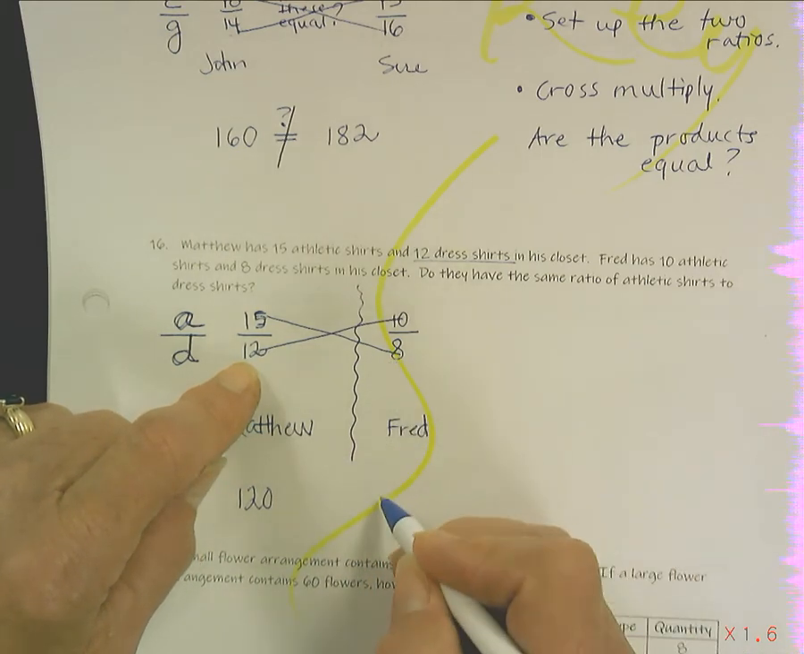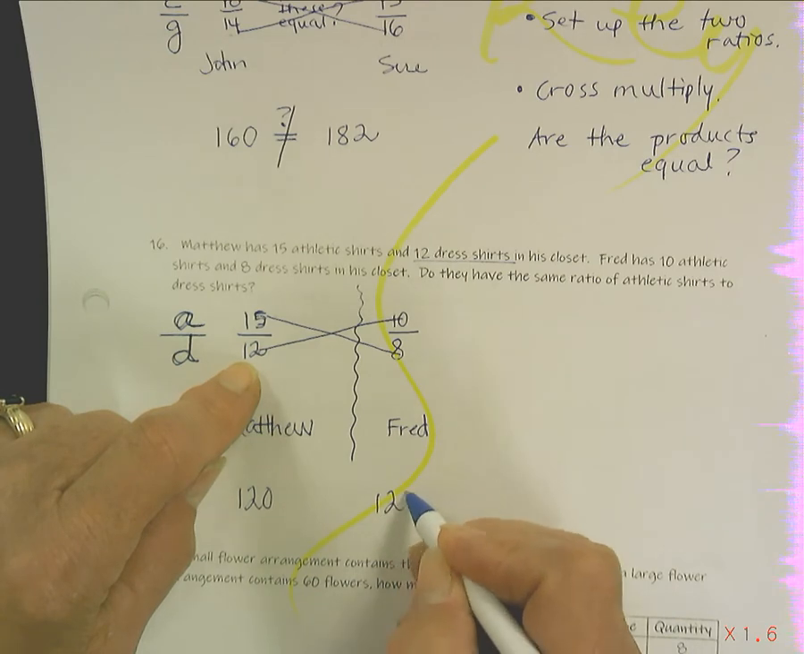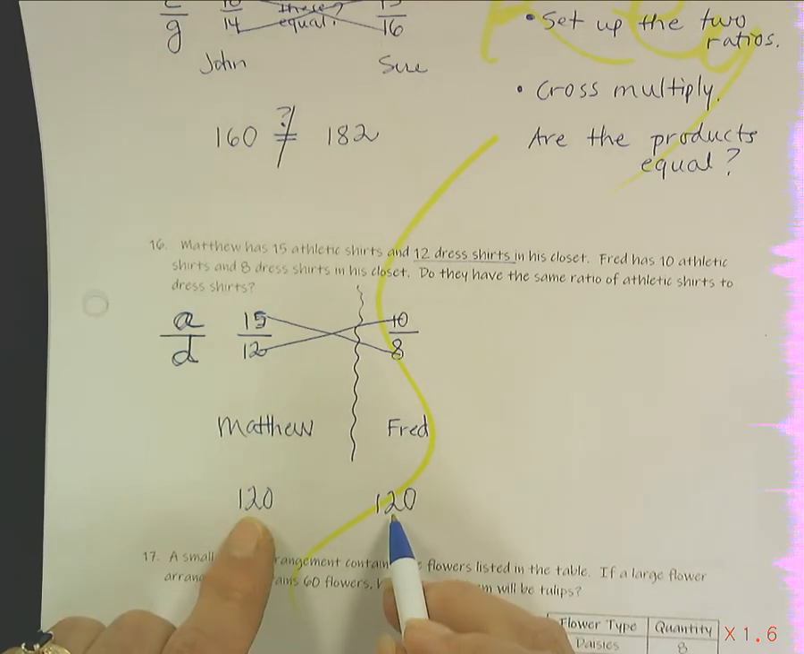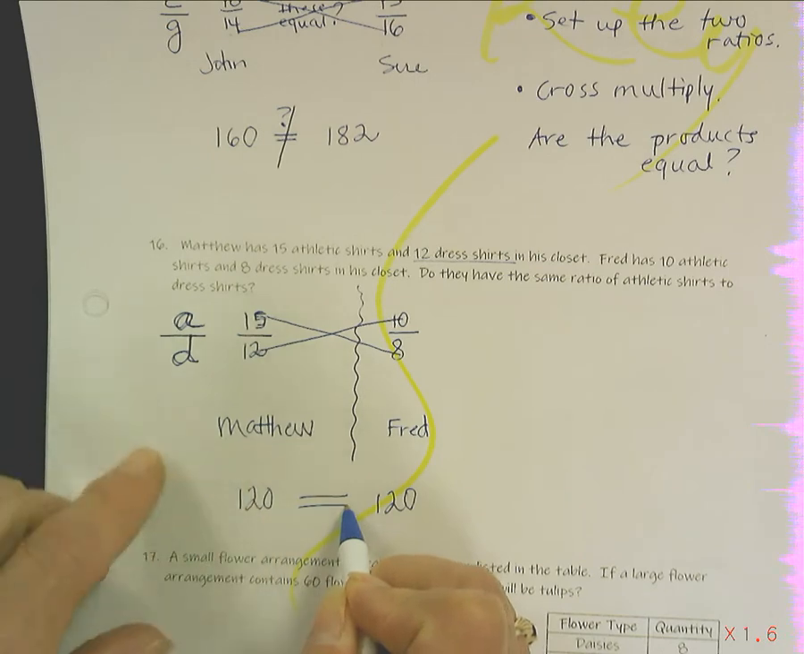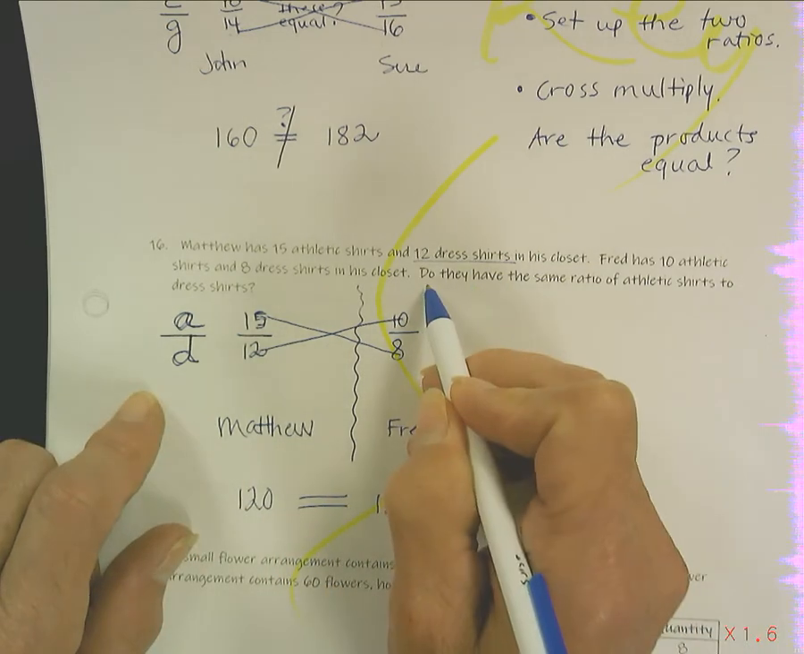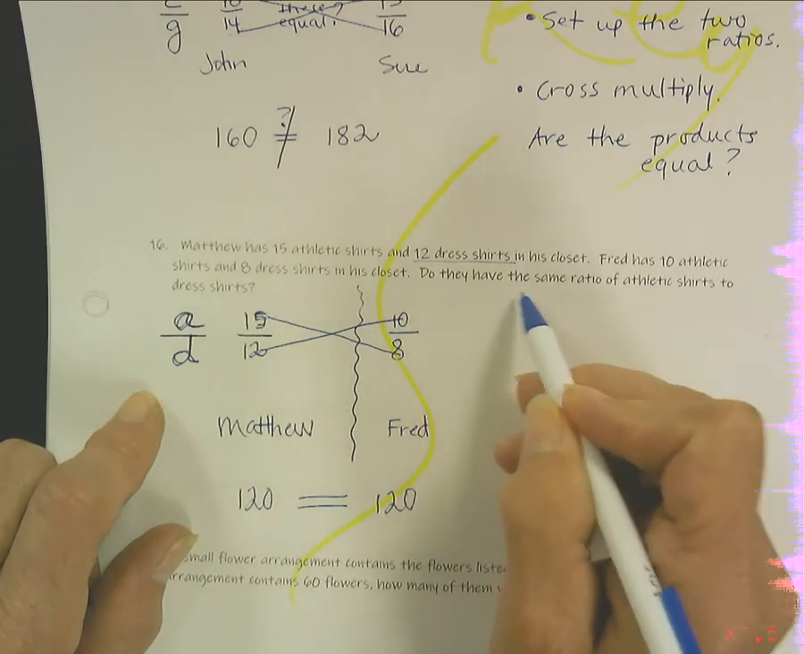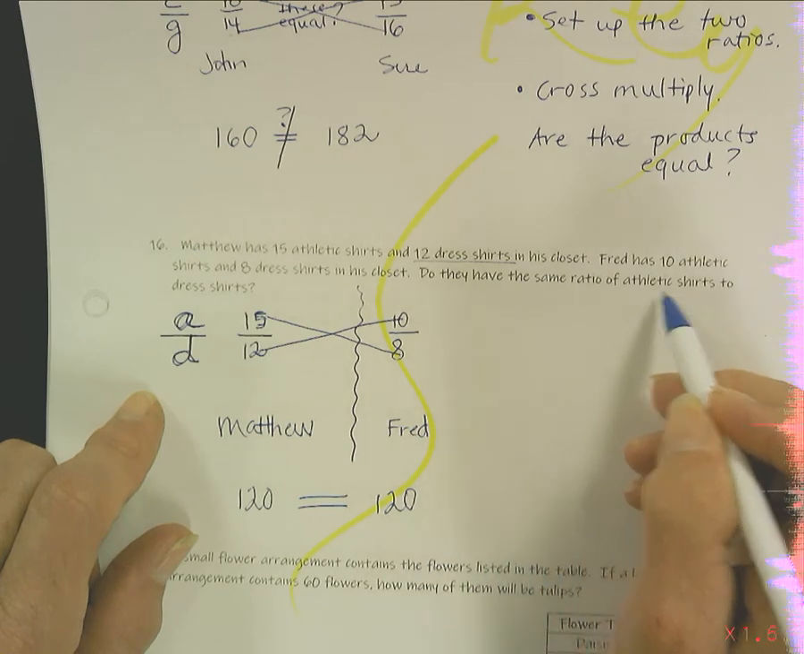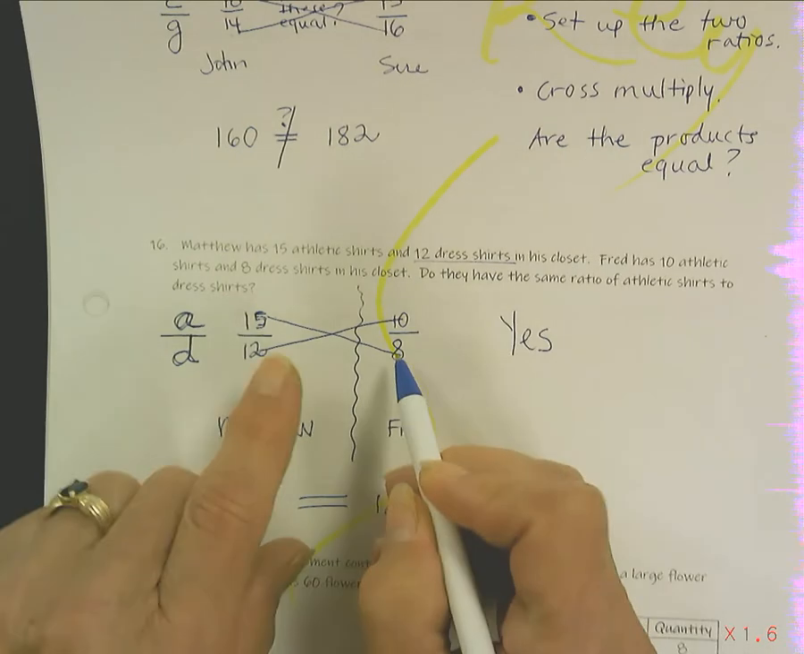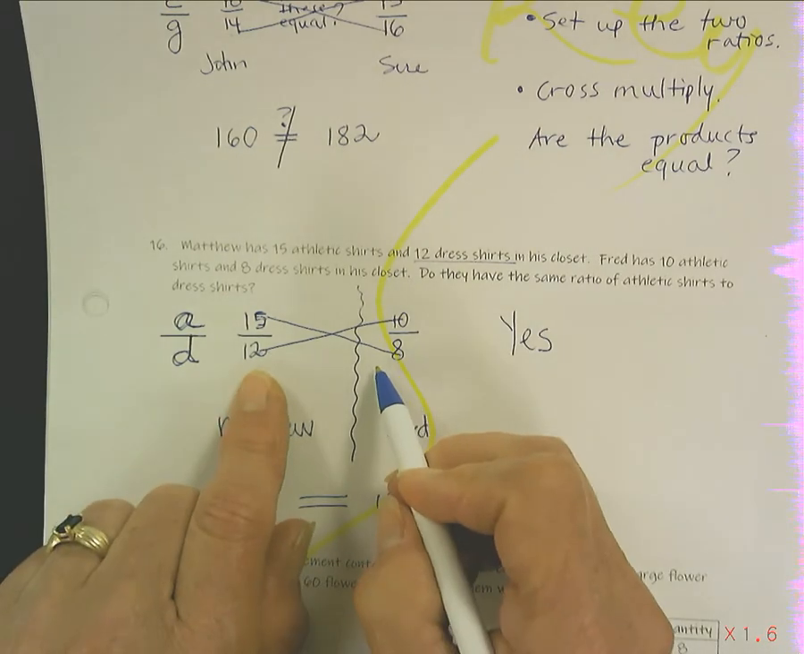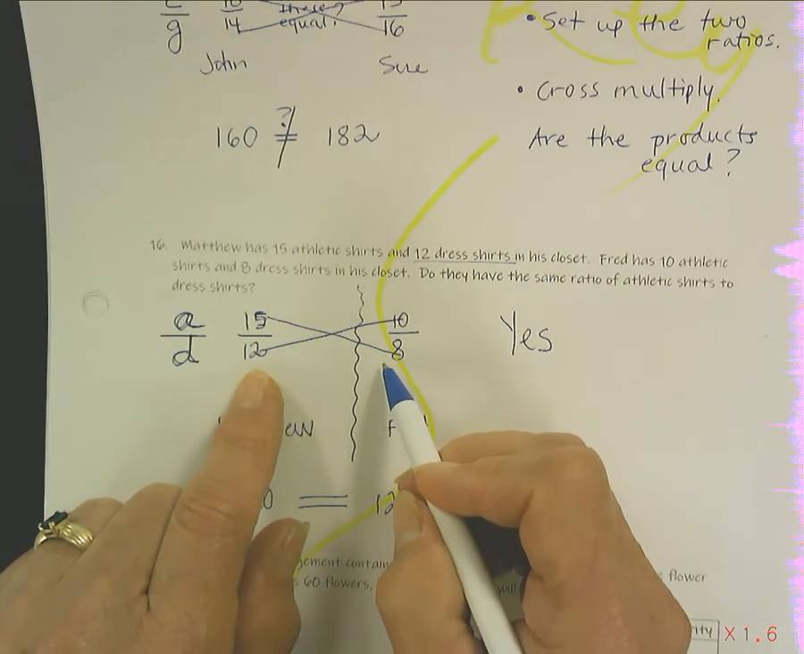120. And then we compare these numbers. Are these products equal to each other? Yes. They are equal. So the answer to my question, do they have the same ratio of athletic shirts to dress shirts? The answer is yes. Even though the numbers are different, this is the same ratio.